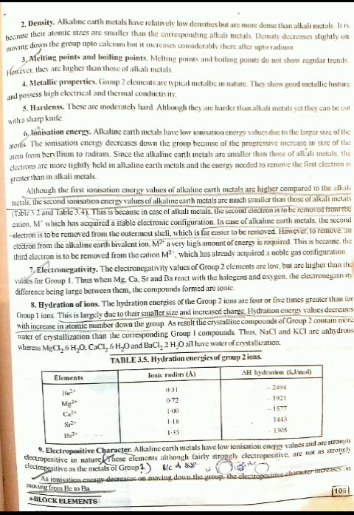Ninth, electropositive character. Alkaline earth metals have low ionization energy values and are strongly electropositive in nature. These elements, although fairly strongly electropositive, are not as strongly electropositive as the metals of group 1. As ionization energy decreases on moving down the group, the electropositive character increases on moving from beryllium to barium.